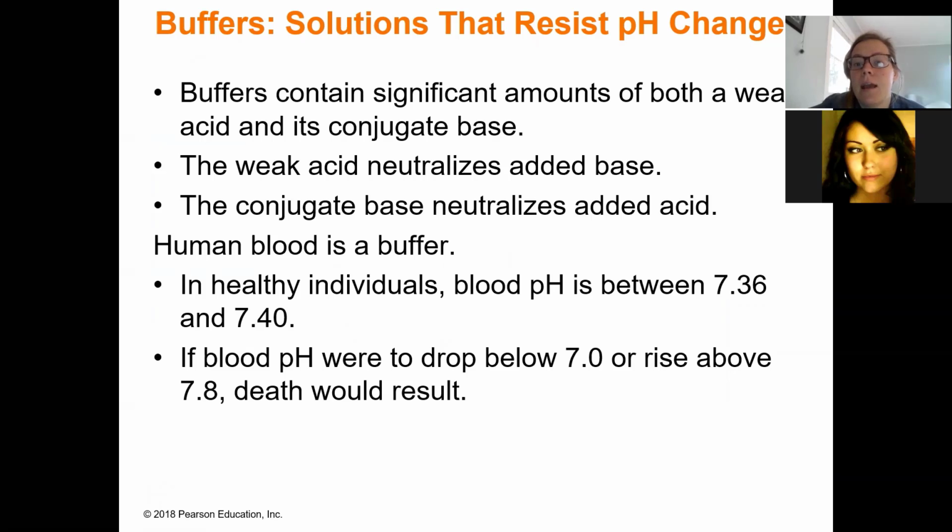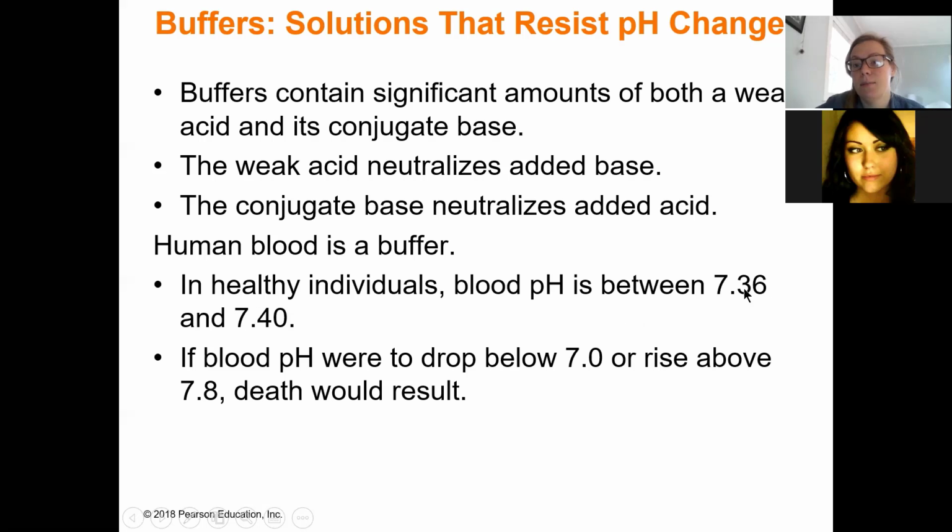Buffers contain a Bronsted-Lowry weak acid and its conjugate base. The weak acid will neutralize any added base. The conjugate base will neutralize any acid. So both of them are existing at the same time so that they can neutralize either an addition of acid or base. So here is human blood.